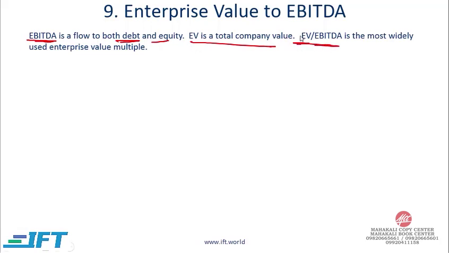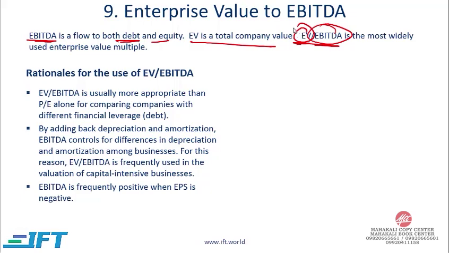And this ratio, enterprise value to EBITDA, is the most widely used enterprise value multiple. Hopefully you recognize the fact that both the numerator and the denominator are taking a holistic perspective. By holistic, I mean we are covering all investors, both debt holders and equity holders. What are the rationales for using this particular multiple?